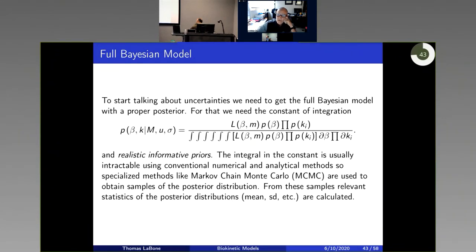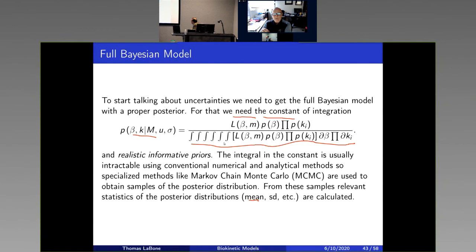So for that, you have to go to the full Bayesian model. We have the same terms as we had in the MAP, but we have this really ugly integral in the bottom here. For any particular problem, this is a constant of integration that turns this proportionality into an equality. So it makes the posterior into a proper probability density function. And if you have a proper probability density function, you can calculate things like the mean, standard deviation, and so forth, things that you're interested in. Okay, so we need to be able to do this calculation, and again, we need some realistic informative priors.